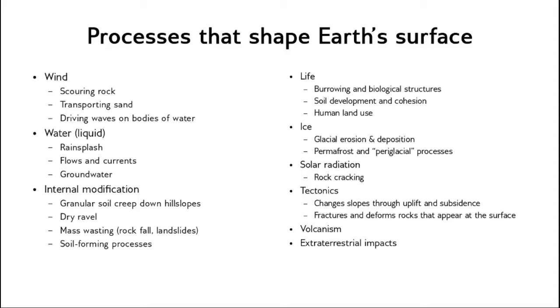Life. So life does quite a lot too, right? You can think about burrowing animals and how those might really affect hill slopes. If a gopher or marmot is digging into the side of a hill, it's not going to throw the dirt that it's digging above it, where it's going to fall back into the hole. It's going to throw it straight out of the hole and down the hill, so it will cause the hill to erode over time. Soil development, of course, and human land use is another major issue that we're going to touch on in this class, and that's one of the major applications of geomorphology.